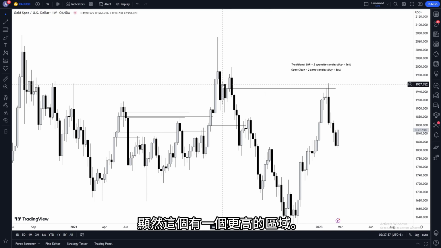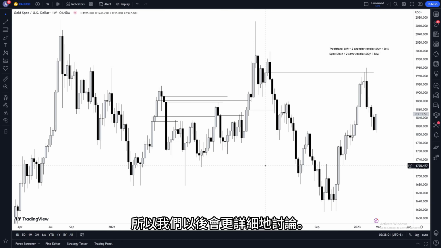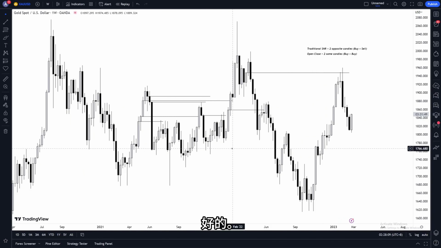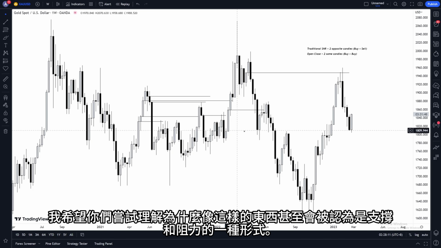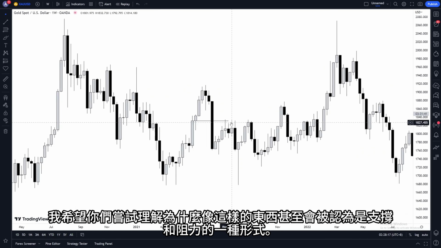Obviously this one is a higher area. So we'll get into a little bit more details in the future. Just want to see how long this video is, see whether I can fit those details right now. 17 minutes? Yeah, I can fit those details in right now. Okay. I want you guys to try and understand why something like this would even be considered a form of SNR.